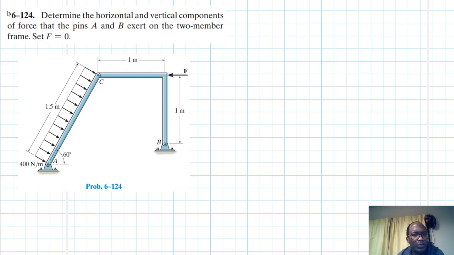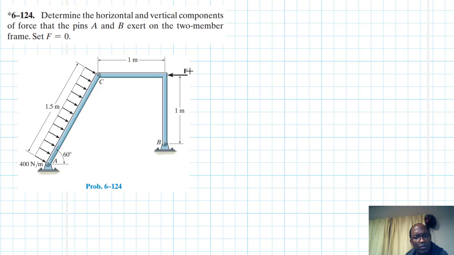The problem reads: determine the horizontal and vertical components of force that the pins A and B exert on the two-member frame. Set F equal to 0. This problem is coming from Engineering Mechanics: Statics, 13th edition, by R.C. Hibbeler.